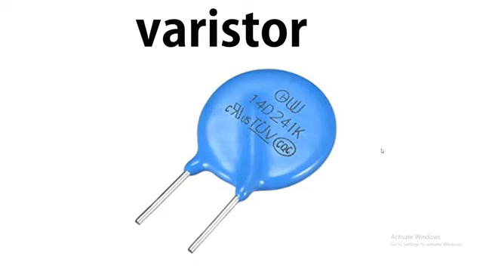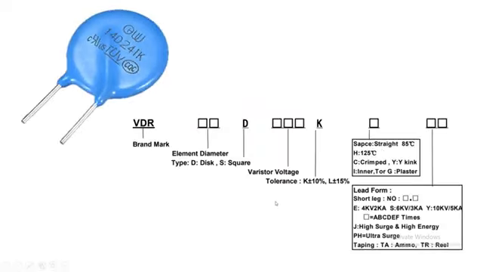So friend, how to find the value of the resistor? So this is the resistor, or voltage dependent resistor. Here you can see at the top, the first two numbers indicate the diameter or the size of the resistor. So here is the 14. It means the diameter is 14 millimeter. The third letter shows the shape of the resistor. Here it's D. D means disc shape. So you can see here it's like a disc.